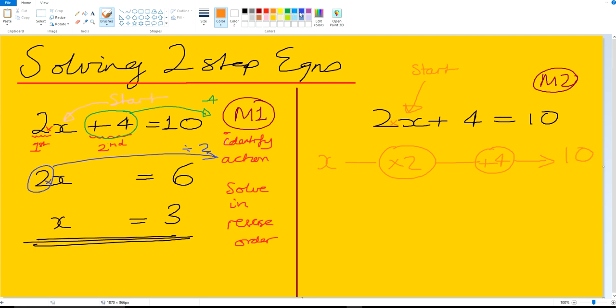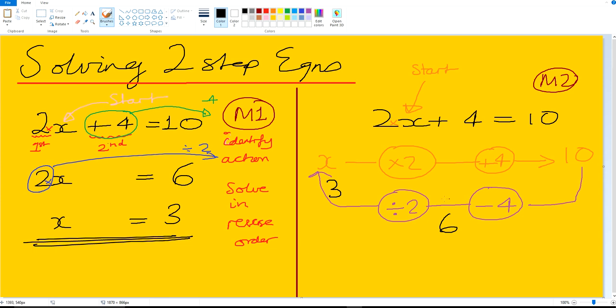In the tradition of function machines, when we reverse the function machine, that will help us find out what x is. We're going to reverse each of these machines above, and that will take us back to x. So 10: the opposite of add 4 is minus 4, and the opposite of times by 2 is divide by 2. So 10 minus 4 gives us 6, and 6 divided by 2 gives us 3. That 3 then is the value of x.